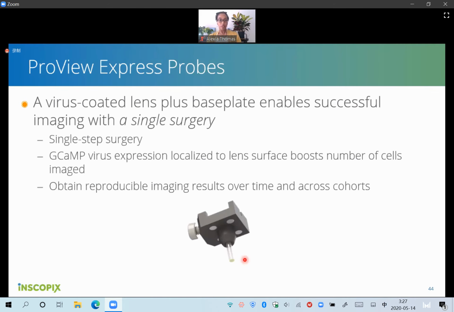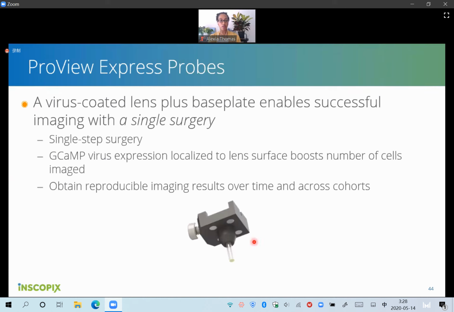So we'll reiterate it's a single step surgery. But second, other aspects that are really key to this is that the GCaMP virus expression is localized to the lens surface. So thereby enabling you to boost the number of cells you will image in the position you're implanting. The other part that's really key is you are able to obtain reproducible imaging results over time and across cohorts.